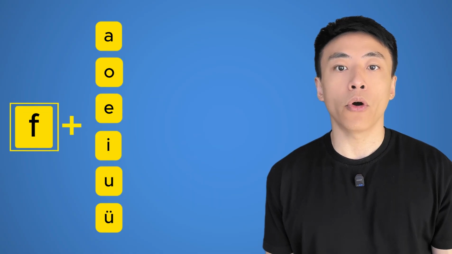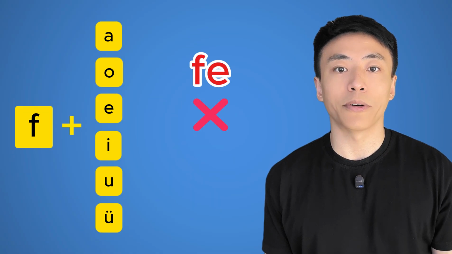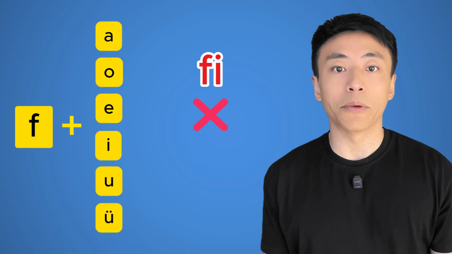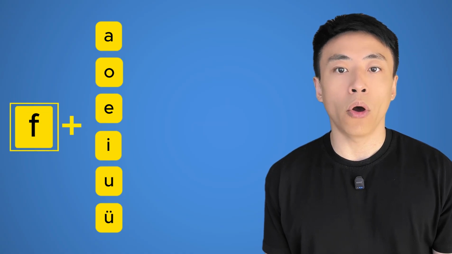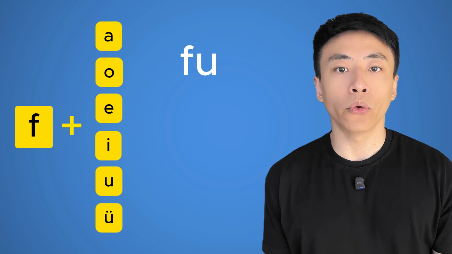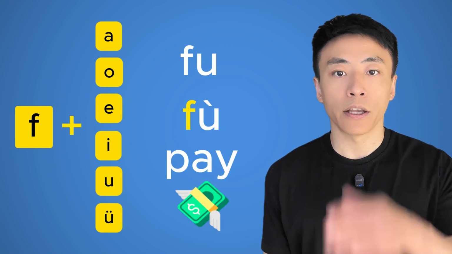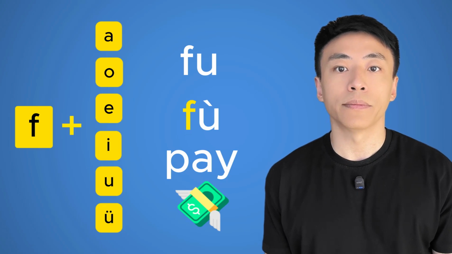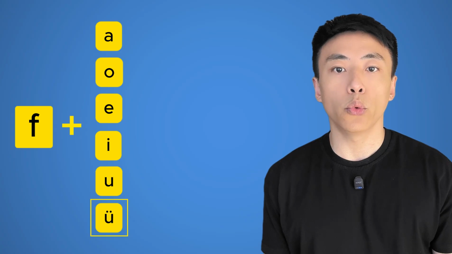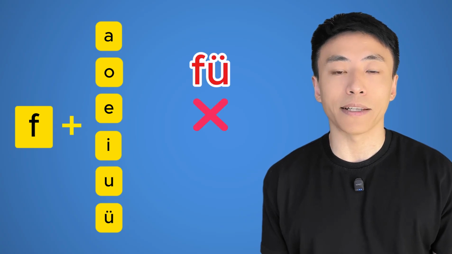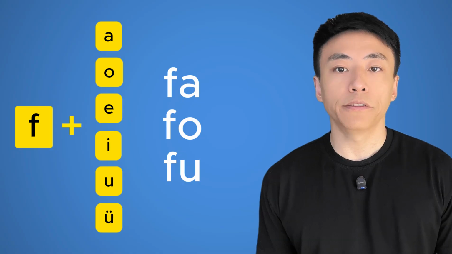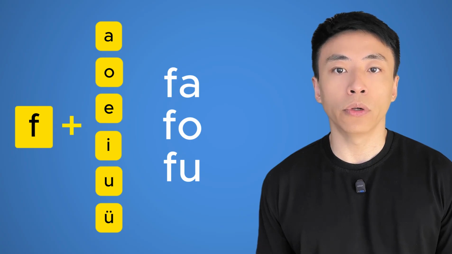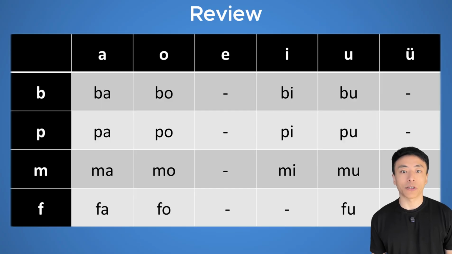Next, fi, there's no syllable in Mandarin, so we skip it. Fo, no syllable exists, so we skip it. Fo, fu. With the fourth tone, it's fu, meaning pay, using a falling assertive tone. Fo, no syllable exists, so we skip it. Let's practice the syllables again. Fa, fo, fu. Now let's have a quick review of the initials we learned today.